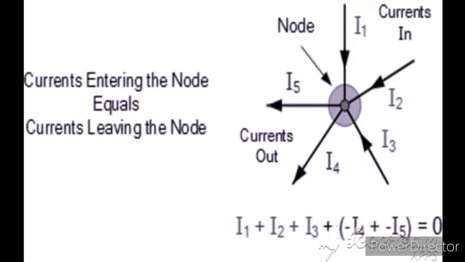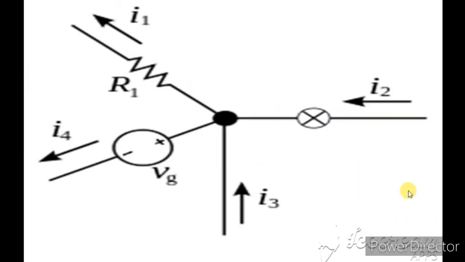This is the junction. So what is this one, leaving. So then what will you write, minus I1. Then this is entering, so plus I2. Then this is entering, so plus I3. This is leaving, so minus I4. So then minus I1 plus I2 plus I3 minus I4 equal to 0. Yes, are you all clear with this?